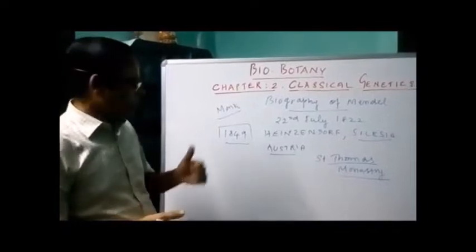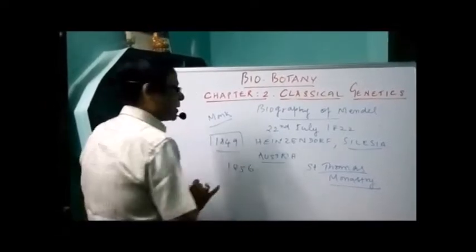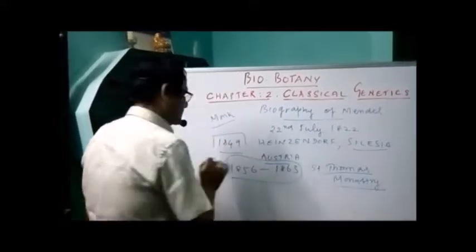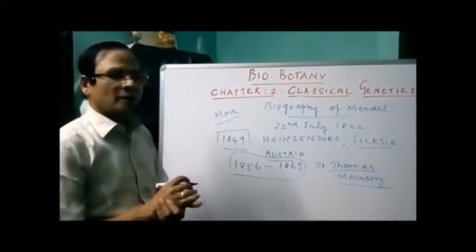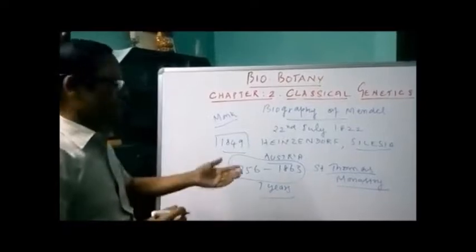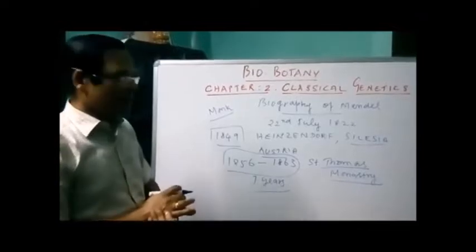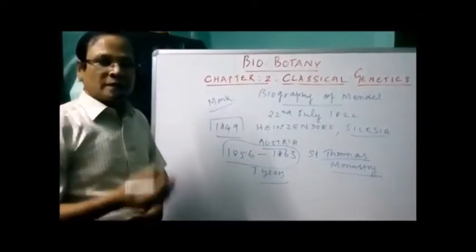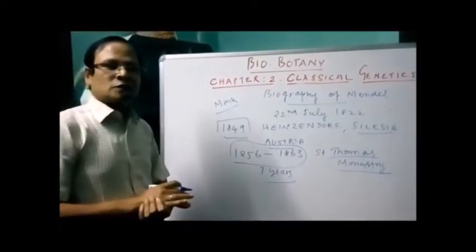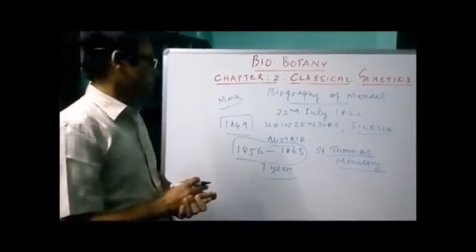He started his experiments on garden pea plant in 1856 and completed in 1863. So this is the duration of the period of what is called experimental analysis. Nearly 7 years he did experiments on garden pea plant. For understanding the inheritance, he studied the inheritance of 7 pairs of contrasting characters. He crossed and catalogued a number of generations.